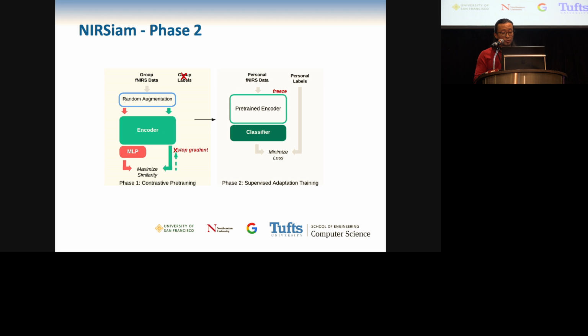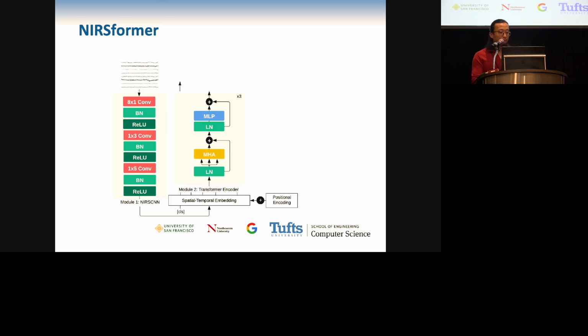In phase 2, we train only one additional linear classifier on users' labeled data. This step is to calibrate the pre-trained encoder with minimum training cost. We also tailored a CNN plus transformer encoder for the fNIRS data, aka NIRSformer. First, we concatenate spatial and temporal convolutional layers to extract their joint embeddings at the very low level. Then we use a transformer encoder to extract global spatial-temporal relations.